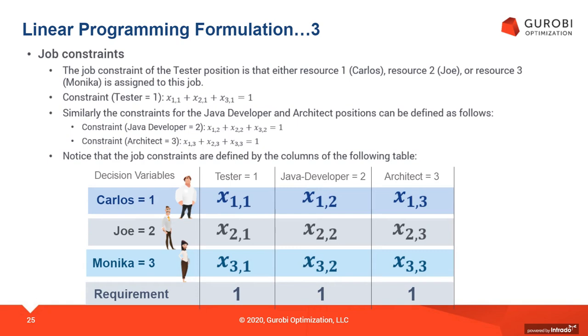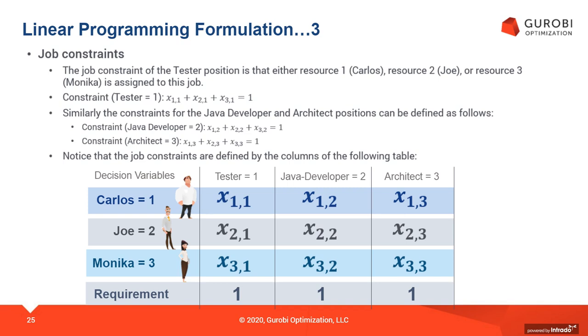Another important component for optimization are the job constraints. And again, we can use this table that shows the resource and jobs combination. Let's look at the columns. Each column represents a job. So for the tester job, either we assign Carlos, or we assign Joe, or we assign Monica. And we want to make sure that one of these resources satisfies the requirement of the tester job. And how can we do this mathematically?